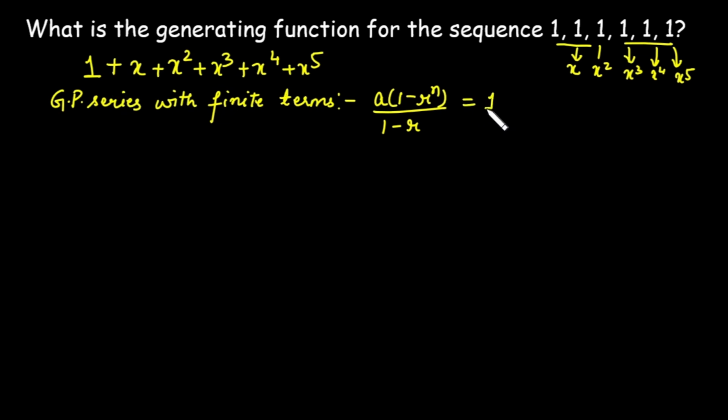A is the first term, that is 1. R is what? R is the ratio, the second term divided by the first term, that is x. So we can write 1 minus x. Now, what is the value of n? The total terms in the series, that is 6, divided by 1 minus x.